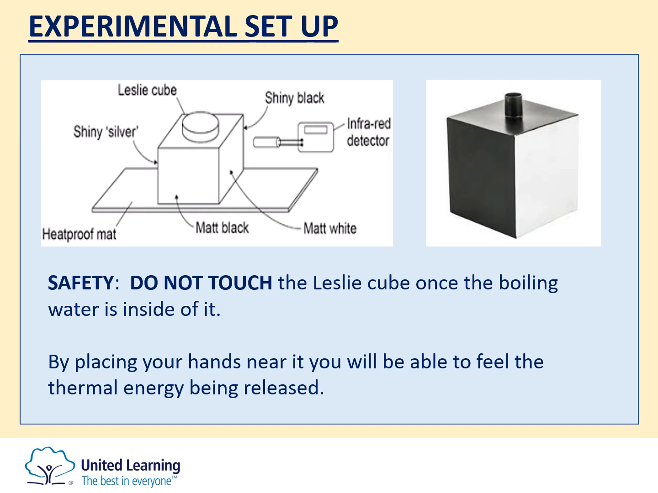In situations where a Leslie cube isn't available, this experiment can also be repeated by using cans, such as a baked bean tin, that have been painted in different colours. So you can have them painted black, painted white, you can have them with no labels on, so they're just exposed on the shiny silver surfaces, and it has the same effect. You can measure the amount of infrared radiation that's being emitted by them.